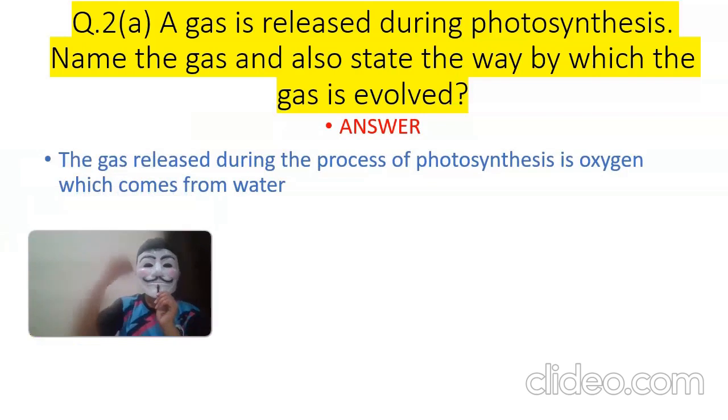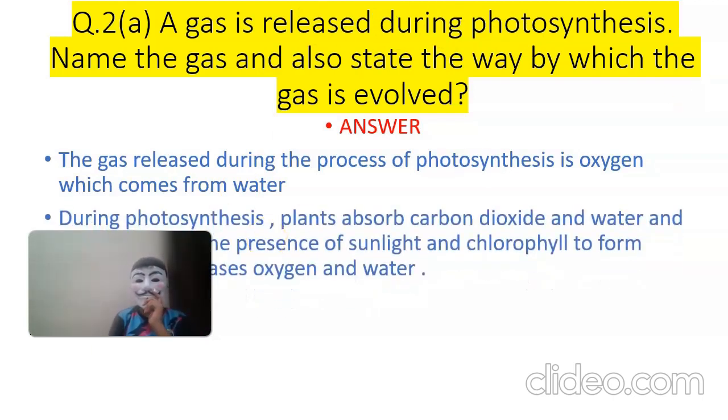We inhale oxygen and we exhale carbon dioxide. In plants, the opposite happens. They take in carbon dioxide and release oxygen. So the gas released during the process of photosynthesis is oxygen, which comes from the water.